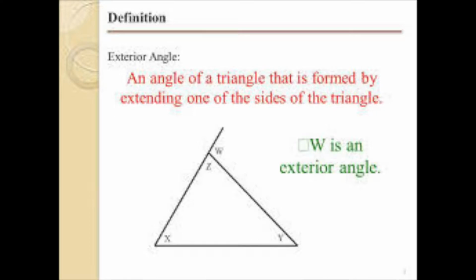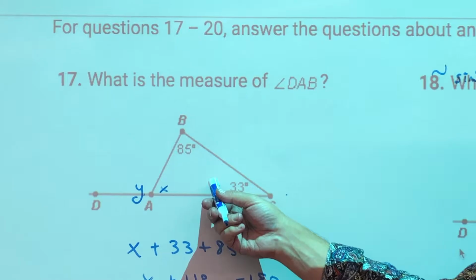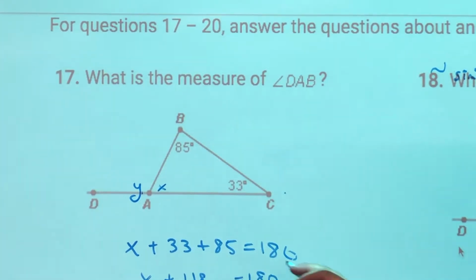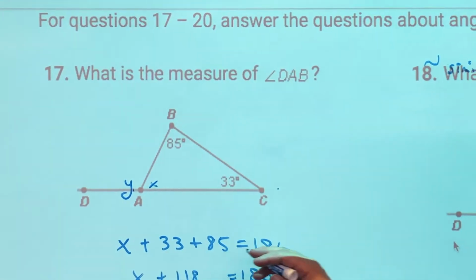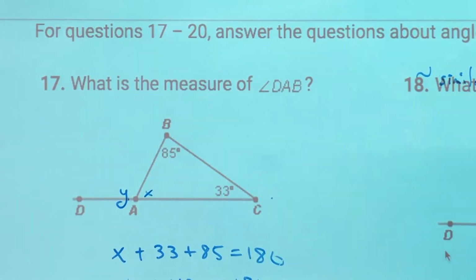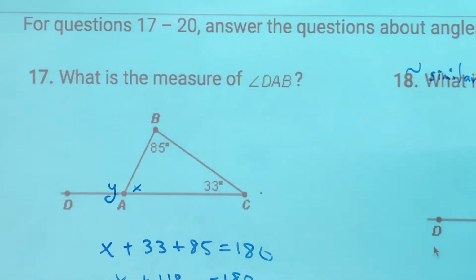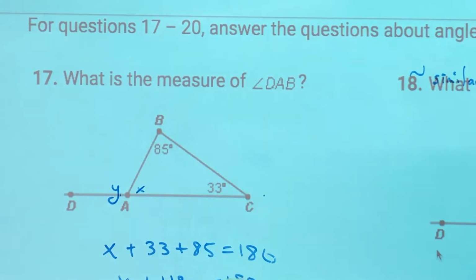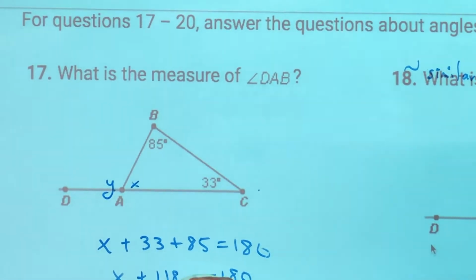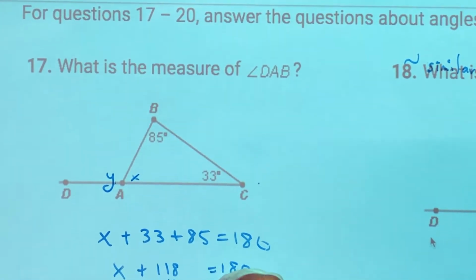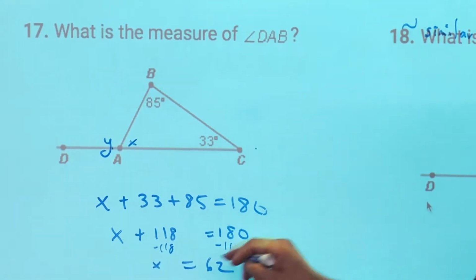But we do need to use the information that the angles in triangles add up to 180 degrees. And that's what we've got here. Algebraically, x plus 33 plus 85 is 180. And now we just solve for x. We've done this before at the beginning of the video. So these two add up to 118, and then we subtract that on both sides, and we get x is 62.